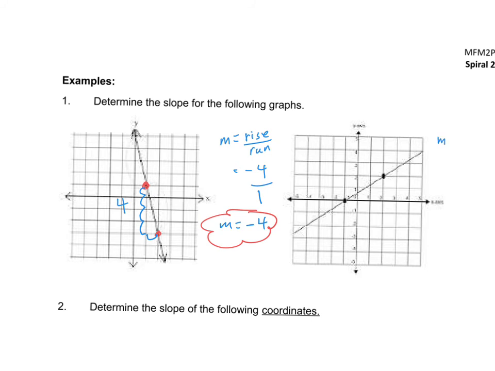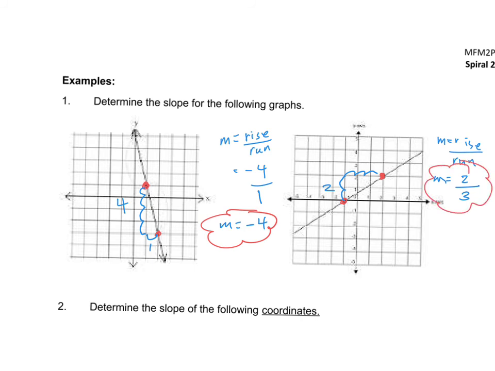Second graph, m equals rise over run. There are 2 points, and we'll see what our rise and run is. Our rise is 2 up, and our run is 1, 2, 3. m is 2/3.